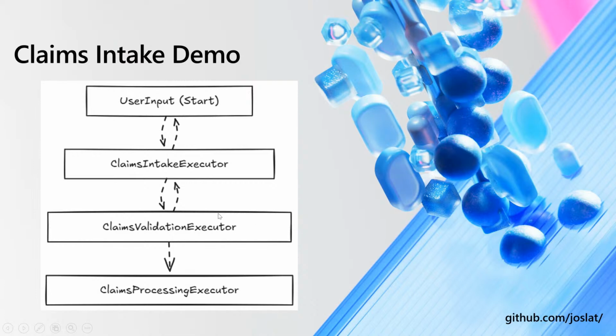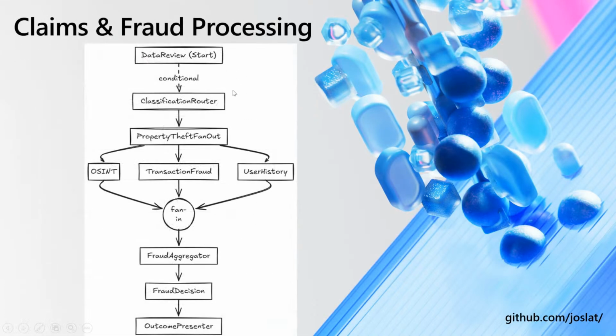And then we go now to the claims and fraud processing, which is a bit more complex. So what we generated would be the input here. It would go through a data review, start and conditional. We would go to a classification router based on the type of claims. In this case, this handles only the property theft, right? And there will be a fan out.